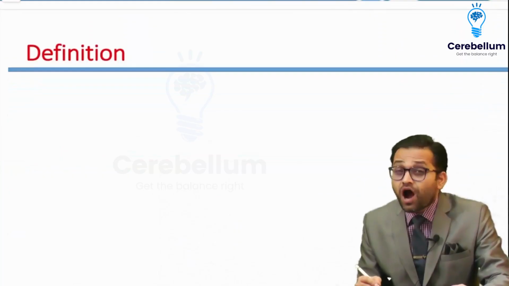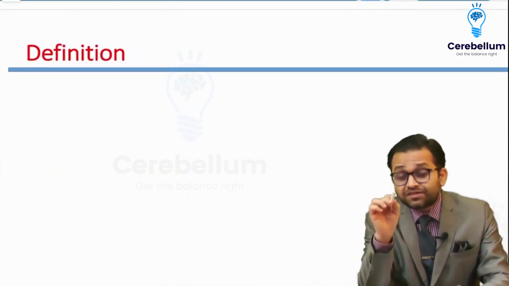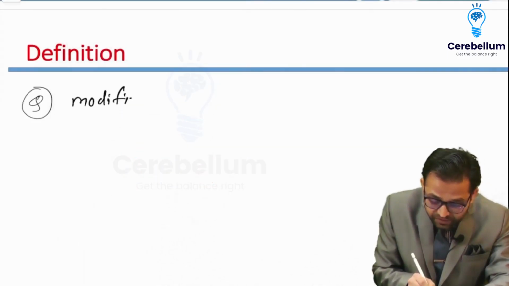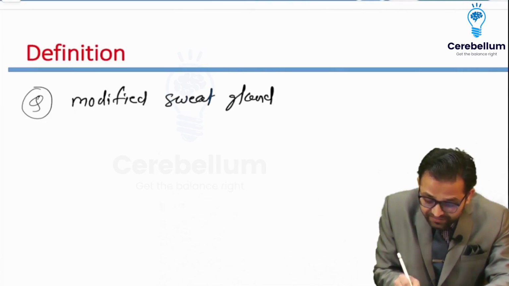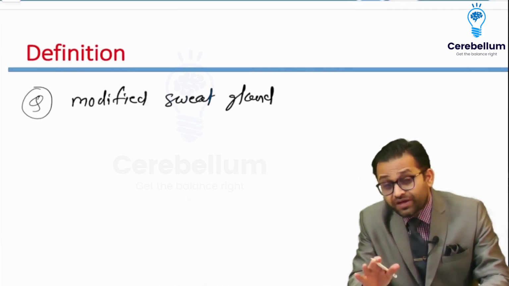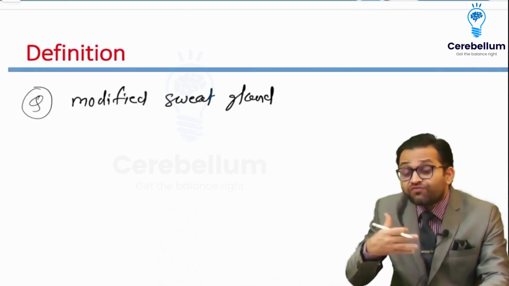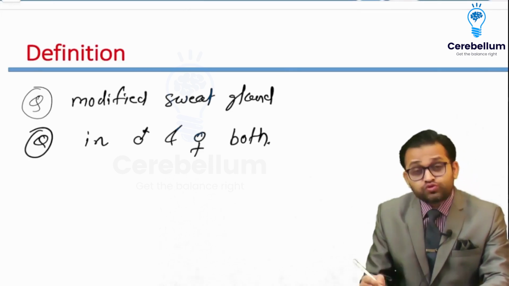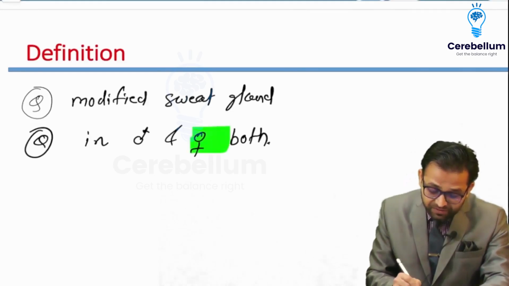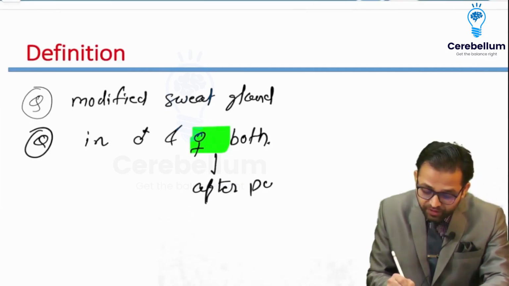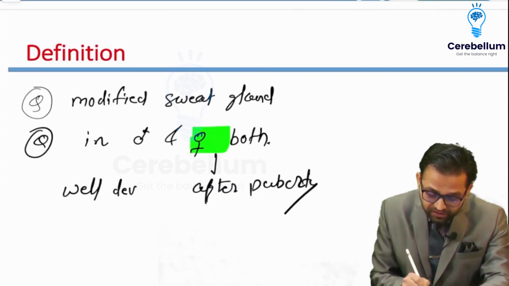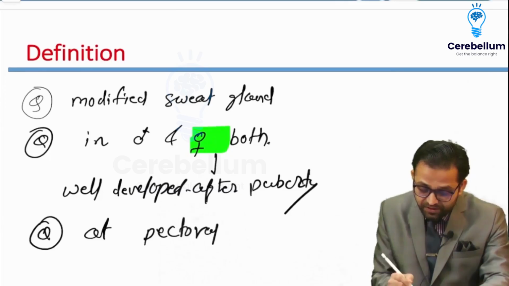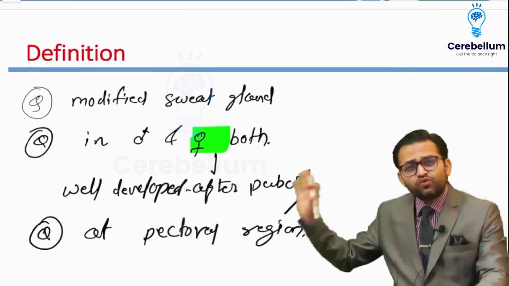First, what is the definition, how can we define it, and what is the MCQ related to it? Sir, breast is a modified sweat gland. So this is the MCQ. This is an important question, already asked. You can remember that the mother is giving the modified sweat to the baby. It is present in both male and female. But remember, it is especially well developed in females after puberty, and it is located in the pectoral region. So in this way, you can define the breast.